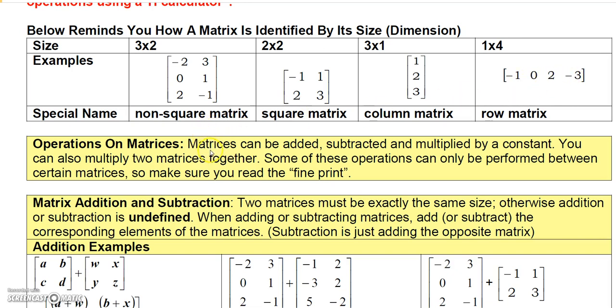Okay, now matrices can be added and subtracted and multiplied by a constant. And you can also multiply two matrices together. But some of these operations can only be performed between certain matrices. So we need to make sure we read the fine print.